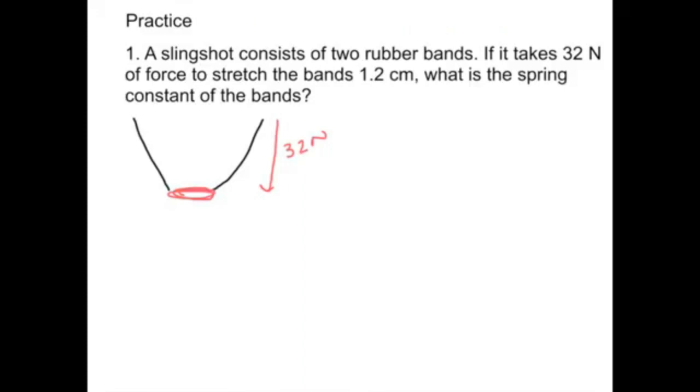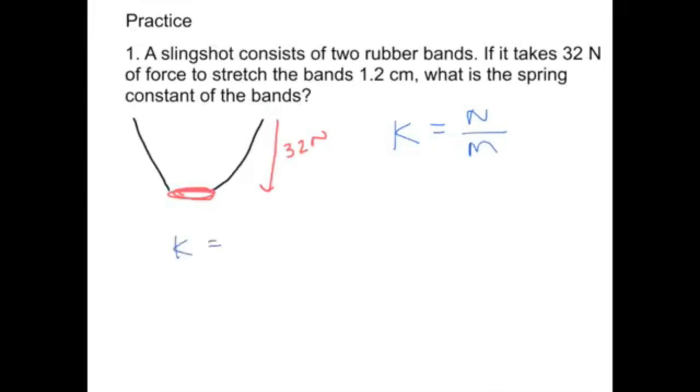Number 1. A slingshot consists of two rubber bands. If it takes 32 newtons of force to stretch the bands 1.2 centimeters, what is the spring constant of the bands? So in this case, we're looking for k, which we know is measured in newtons per meter. So we basically want to find how much force is required to stretch the bands 1 meter.